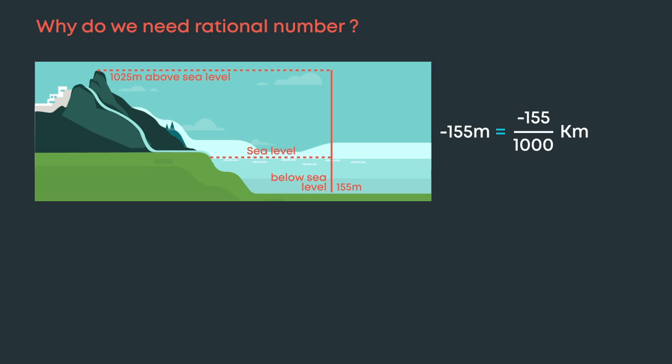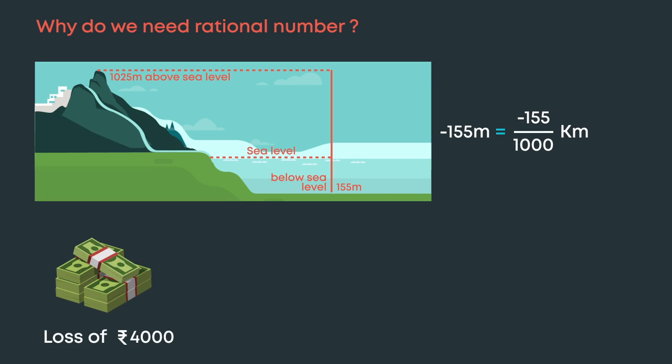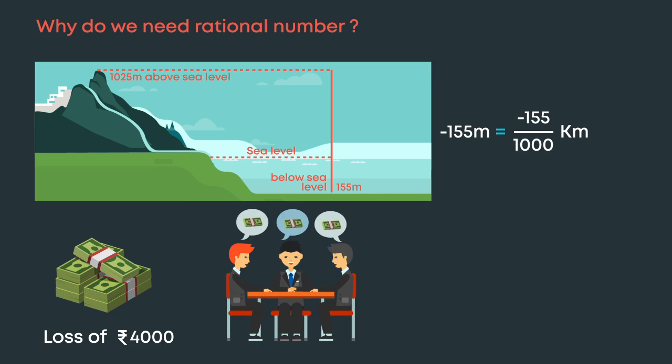Also, we can use rational numbers if some amount is lost and that loss has to be shared by some people. For example, if there is a loss of rupees 4,000 and that has to be shared by 3 people, this can be represented as rupees minus 4,000 by 3.